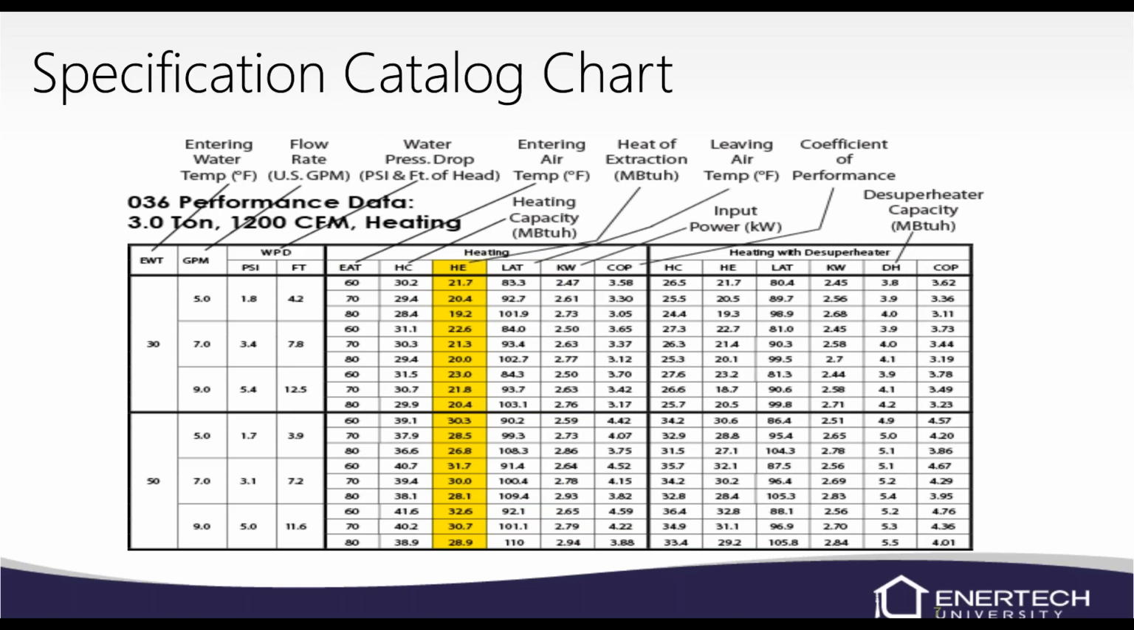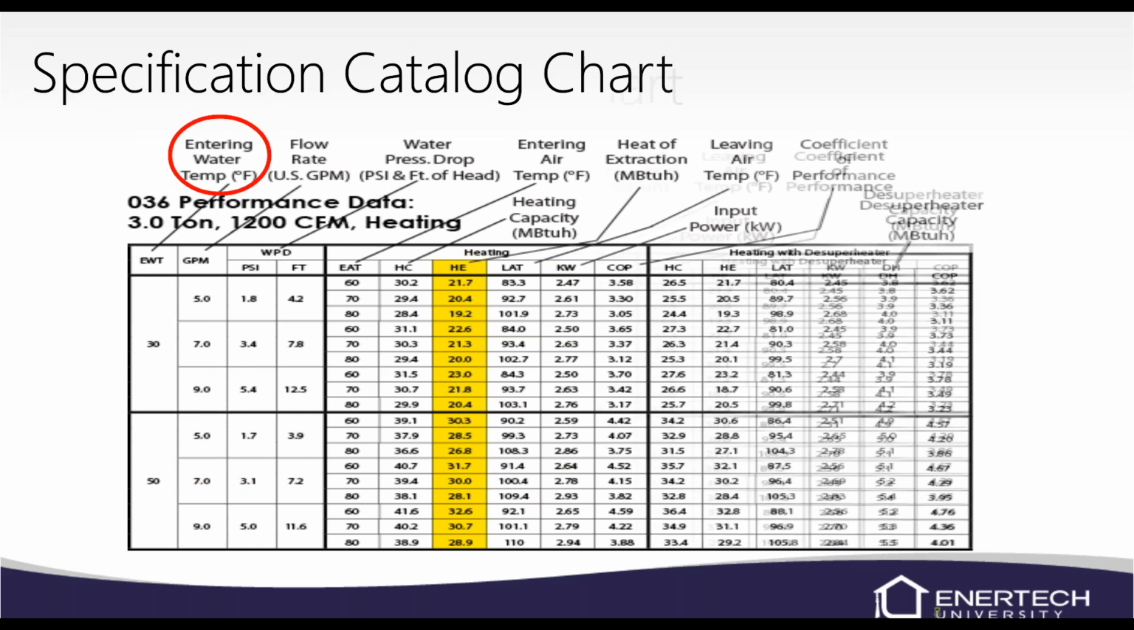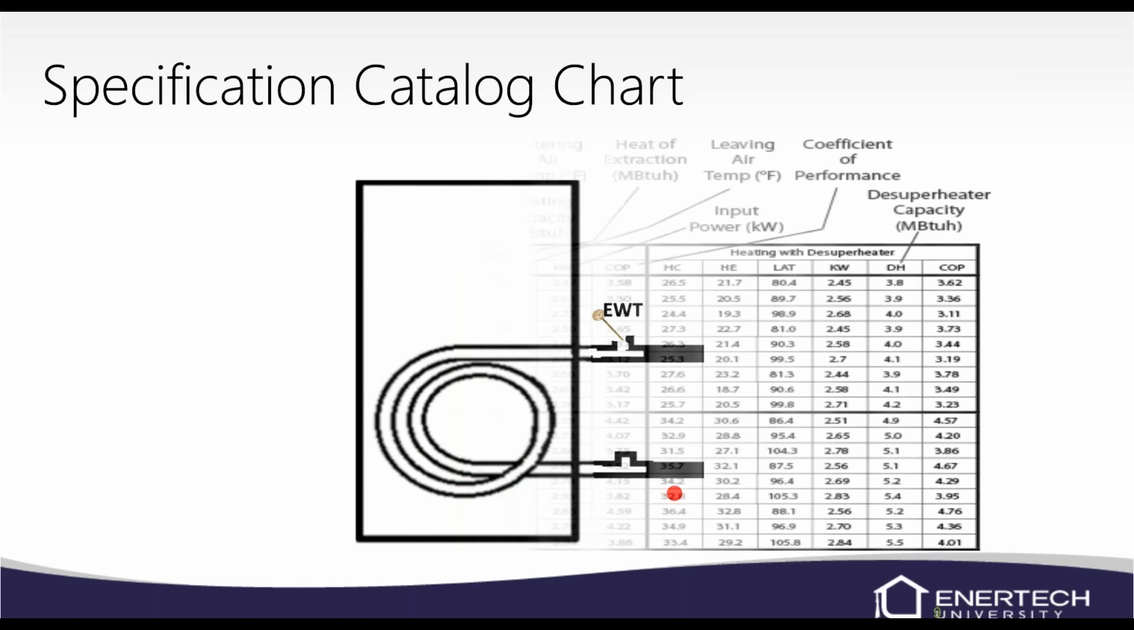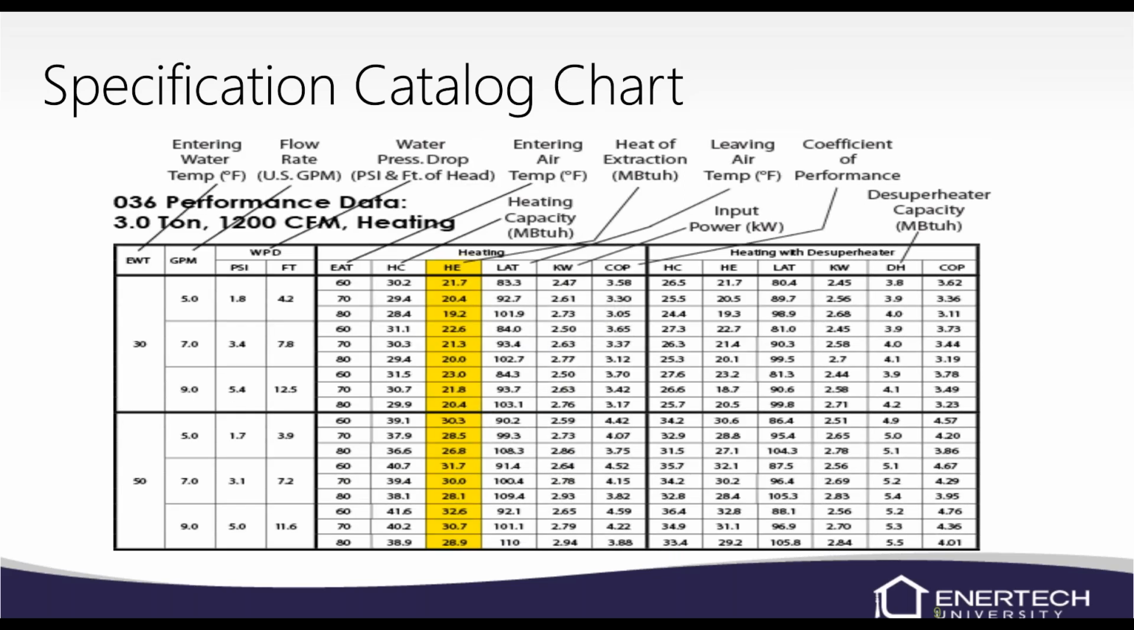Data tables, again, this is probably from an older XT unit or something, but it'll have a lot of headings on top. EWT is your entering water temperature. And again, that's entering on your source. Your flow rate is listed in GPM. And don't just pick the amount of GPM that you think it should have. We've actually got to use the pressure drop in order to figure out what the GPM is.